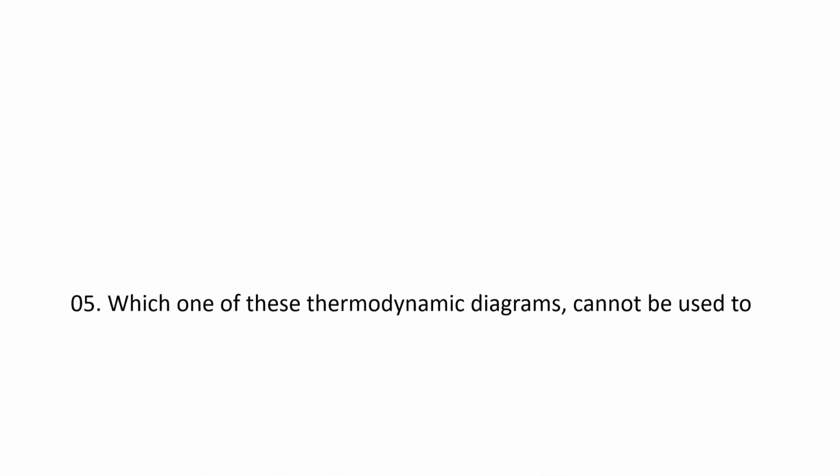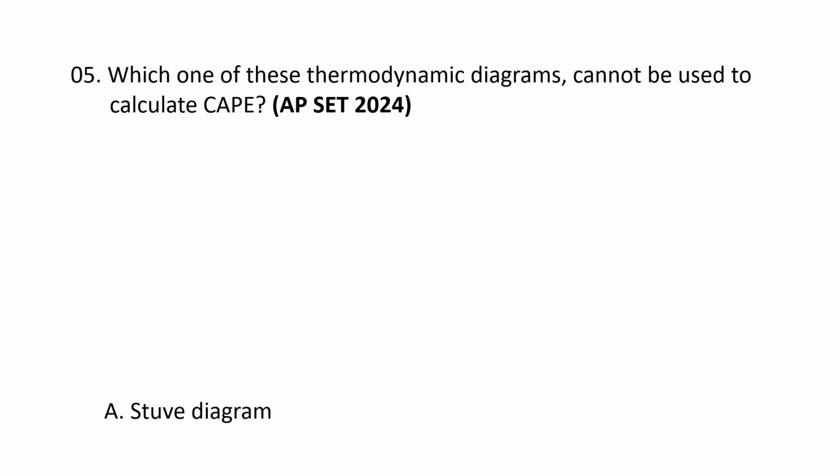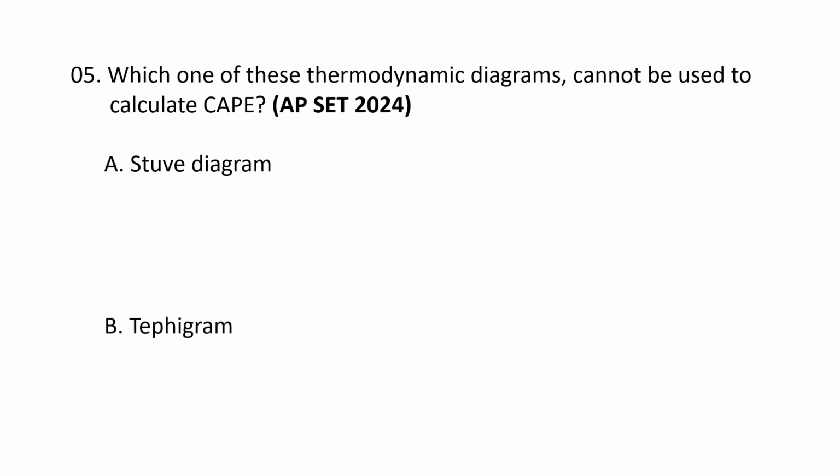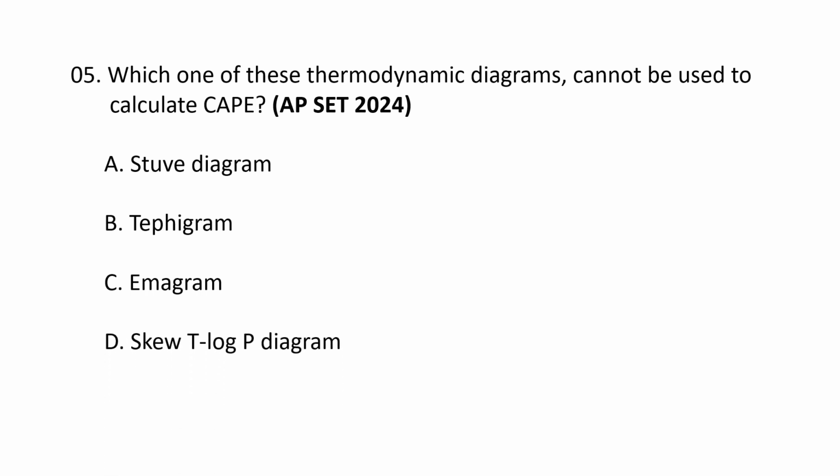Next question. Which one of these thermodynamic diagrams cannot be used to calculate CAPE? CAPE means convective available potential energy. So the choices are A. Stüve diagram, B. Tephigram, C. Emagram, and D. Skew-T log-P diagram. The correct option is A.